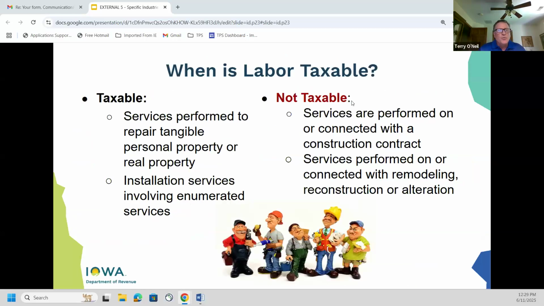Again, and this is just to reiterate what I just said. Taxable services, again, they have to be enumerated services. Generally, if it's a service that's used to repair tangible personal property or real property, taxable. Again, installation services involving enumerated services, that's going to be taxable as well. Not taxable, as I said just a moment ago, services that are performed on or connected with a construction contract. Also, services performed on or connected with remodeling, reconstruction, alteration of a structure. So just reiterating what we had discussed further.